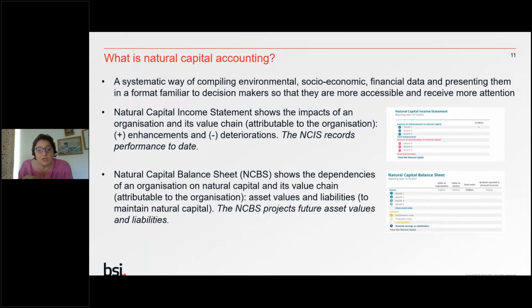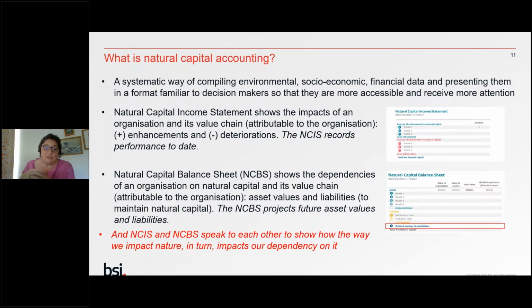So a balance sheet projects future asset values and liabilities from today to the lifetime of the asset and or organization, whatever is more relevant. So both of these also speak to each other like their financial counterparts do. So the bottom line of the natural capital income statement should be included in the balance sheet. So if, at the end of the year, we've created net gain, so we have a natural capital surplus, then it adds to the natural capital asset base that we depend on.